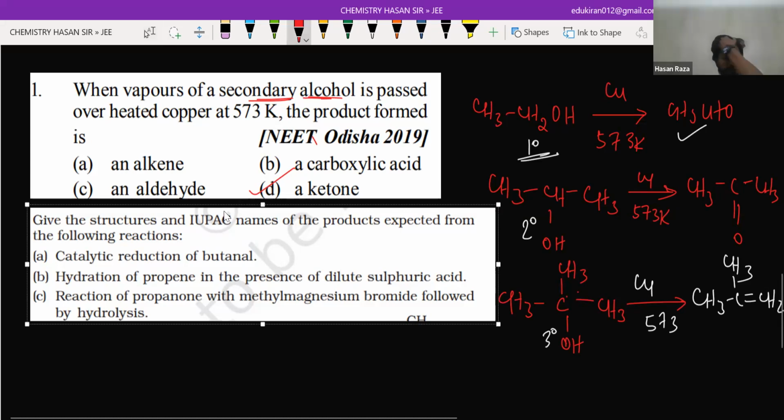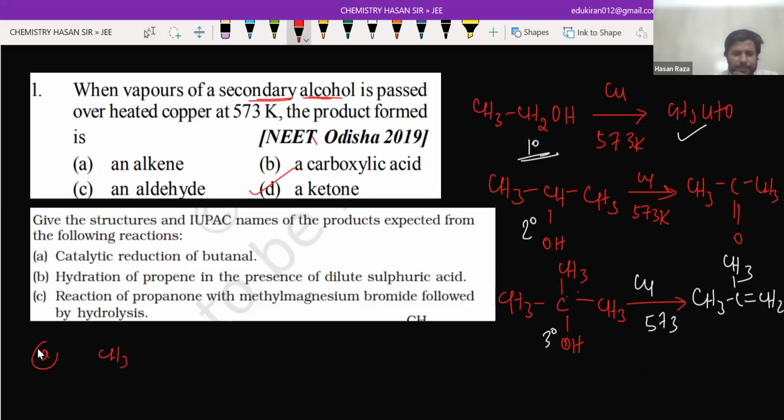Catalytic reduction. Which reagent do you use? This is your first one, A. Which reagent did you use? This is your butanol. You need to add hydrogen in the presence of palladium. So this will be reduced to butanol, CH3CH2CH2CH2OH. Simple. Sir, you can add nickel also, right? Yes, yes.